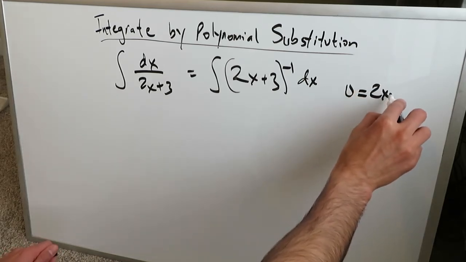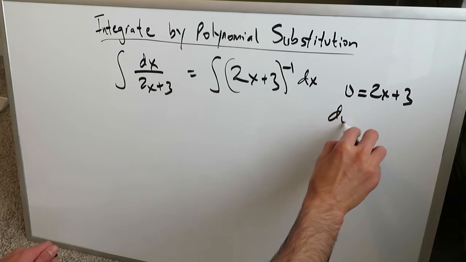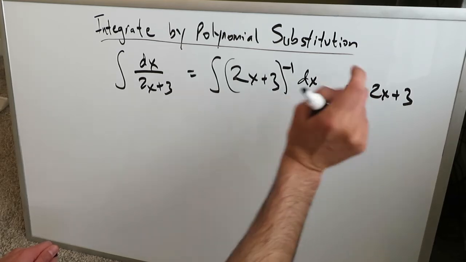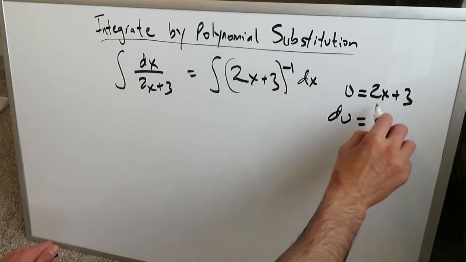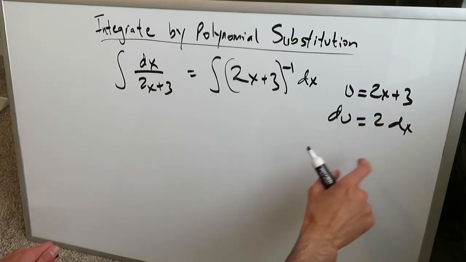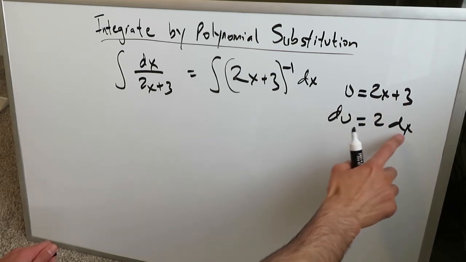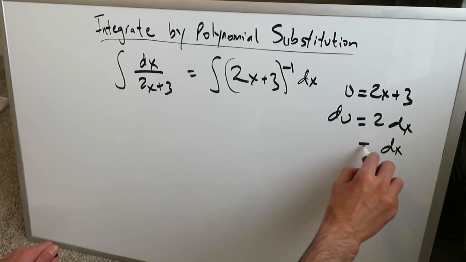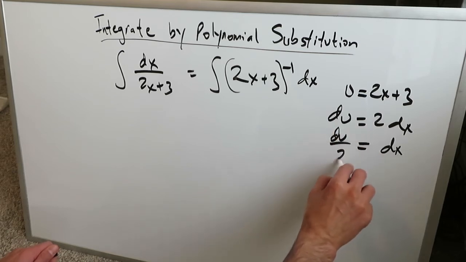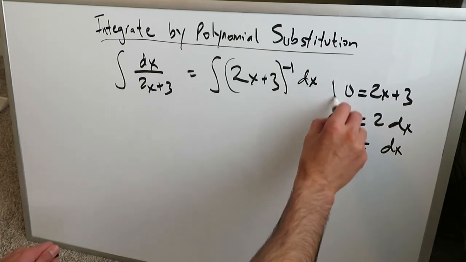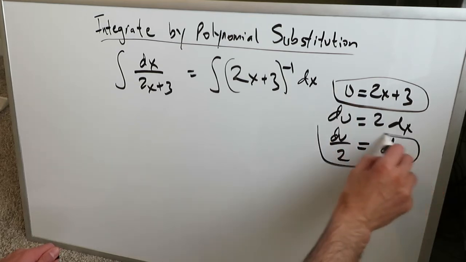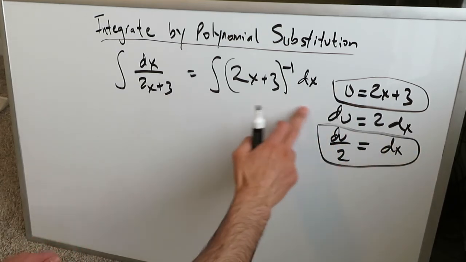U is equal to 2x plus 3, then du. You see you're doing the derivative of this, you're doing the derivative of this. Du is equal to 2 dx. See, the derivative of 2x plus 3 is 2, and you write it with a dx. Then you solve for dx. Dx is equal to du over 2, and you have your substitution right over here, and you have your substitution right over here to be made into this equation.